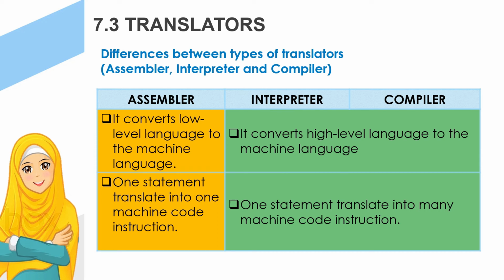Okay. Second point yang you boleh ambil adalah assembler, one statement translate into one machine code instruction. One statement ditranslate to one machine code instruction sahaja. But for interpreter atau compiler, one statement translate into many machine code instruction. Alright, itu kalau soalan tanya difference between assembler dan dua lagi translator untuk high level language.